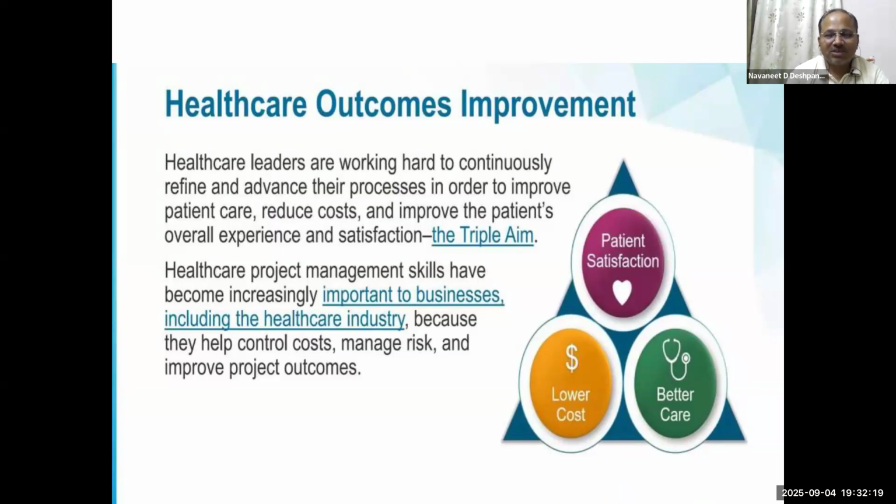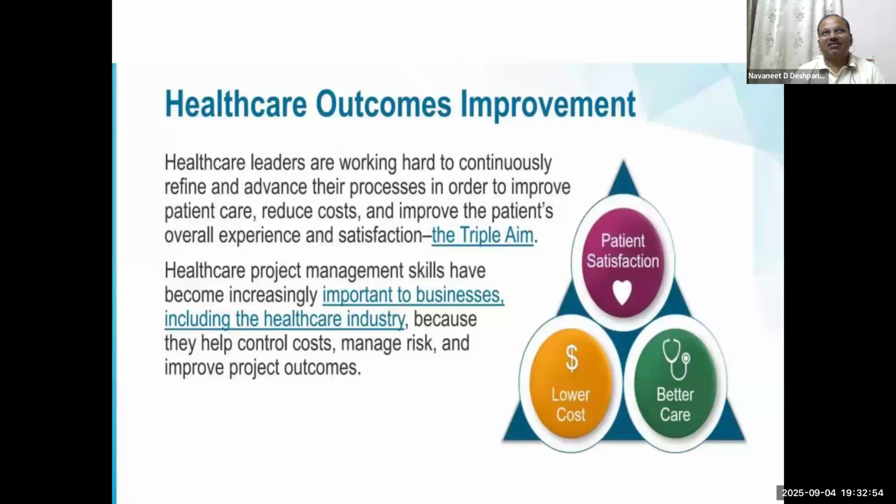So healthcare outcomes improvement is an outcome-based approach in which healthcare leaders are working hard to continuously refine and advance the processes in order to improve patient care. At the same time, they should also be able to reduce the cost so that more and more patients can use the facilities and improve the patient's overall experience and satisfaction. That is the triple aim of any project management issue, so that all the systems are in place, where every process planning is established in the beginning itself. So the project management techniques are implemented.